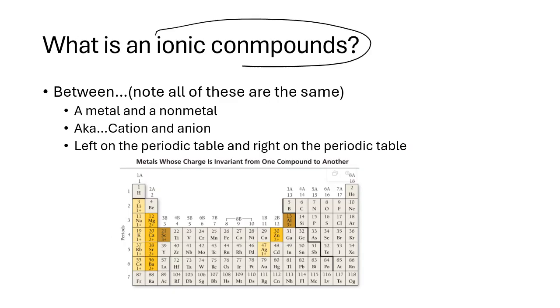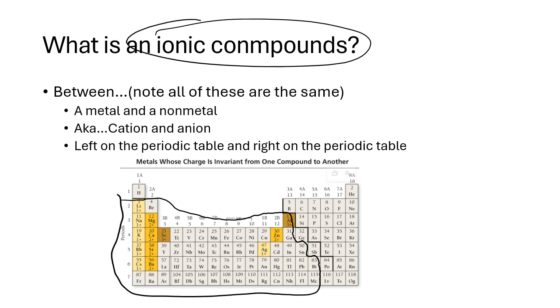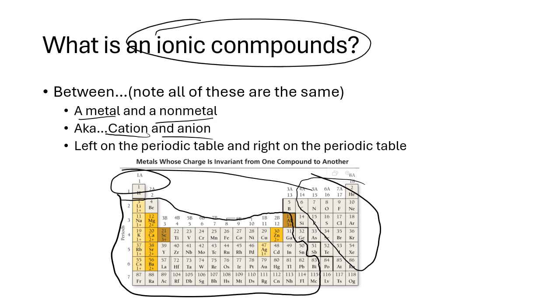Now, an ionic compound is between a metal and a nonmetal. So we have these right here, essentially to the left of the metalloids, and these over here to the right of the metalloids. It could be between a cation and anion, a metal and a nonmetal. And keep in mind, hydrogen doesn't really come up. Left of the periodic table and right of the periodic table.